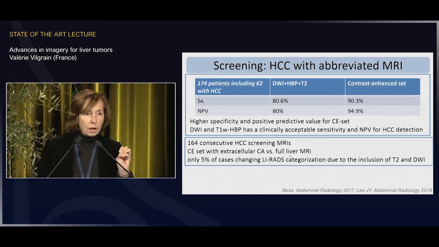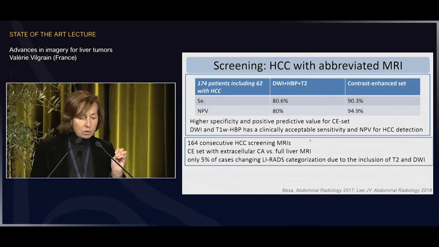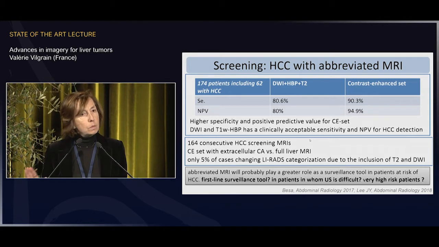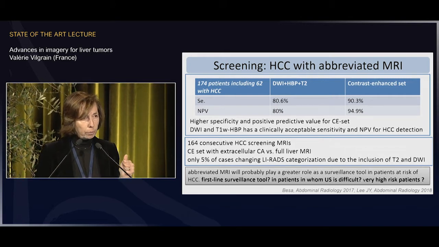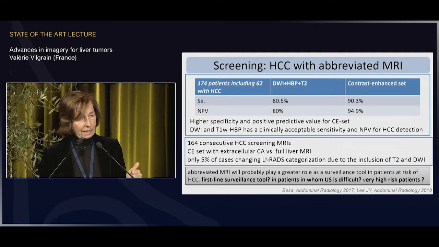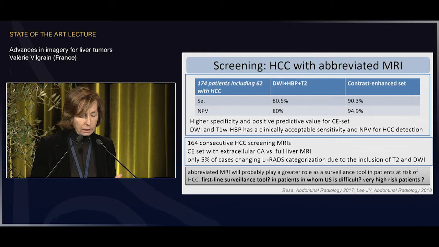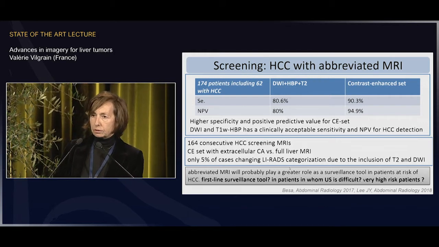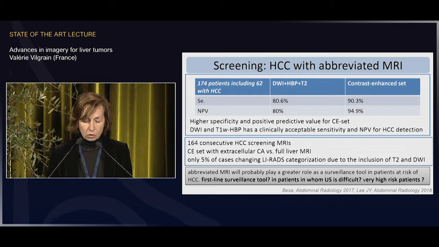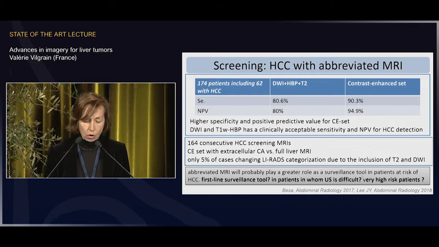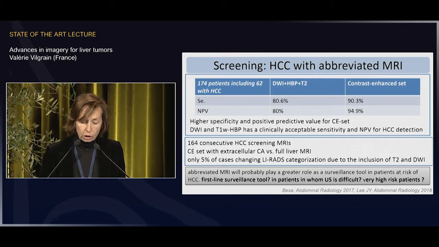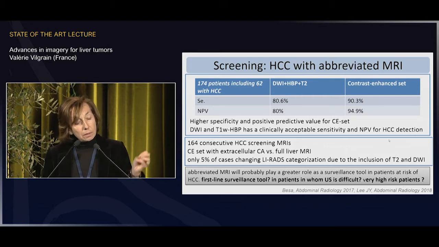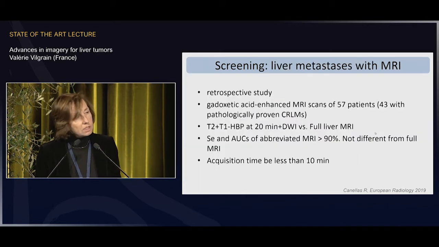So what should we remember about the screening possibly with abbreviated MR? I think it will play a very important role in the future, but there are questions. Should we perform this MR as a first-line surveillance tool in all patients? Only in patients in whom ultrasound is difficult, and we know that we can find out these patients, or in very high-risk patients. This is probably the most interesting option, and we will try to work in the future years solving these questions.